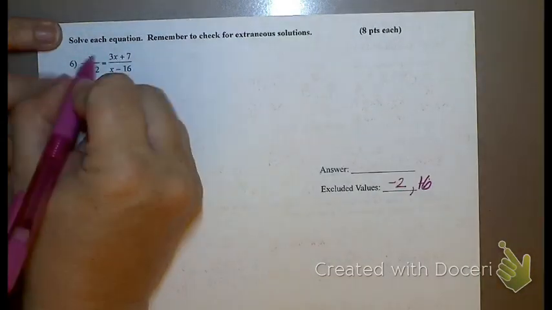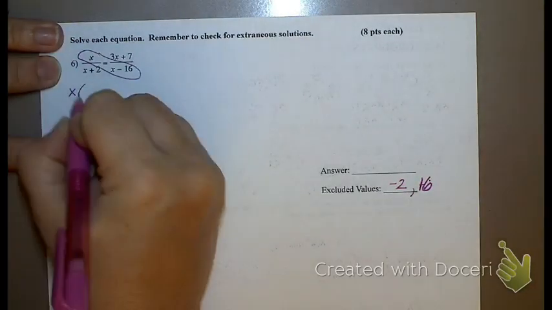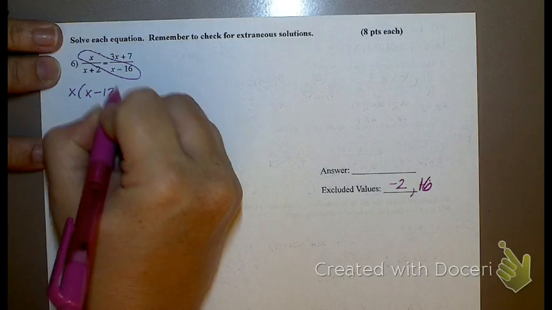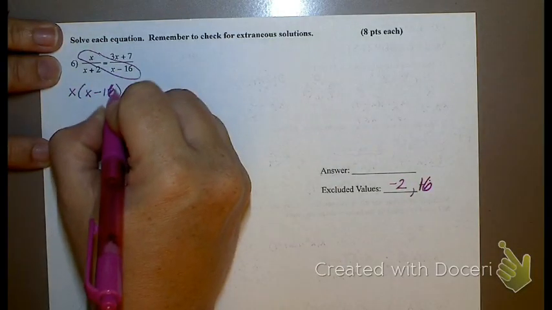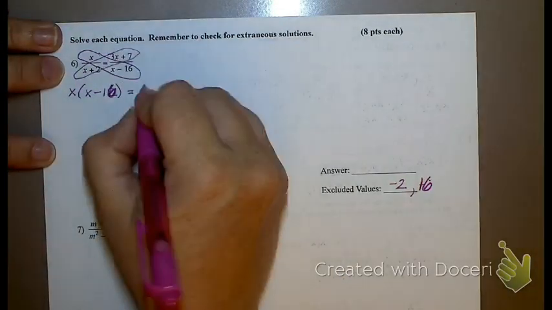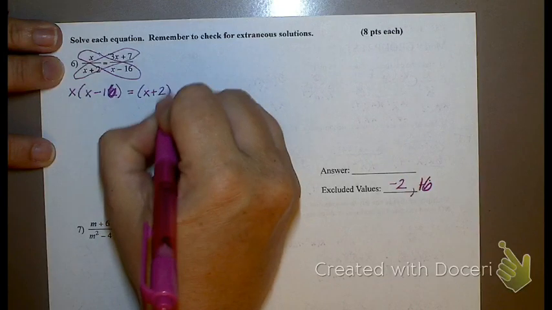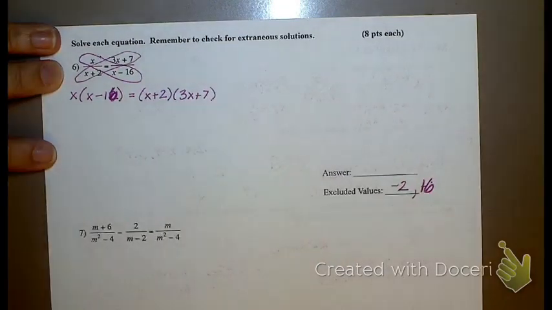So how does cross multiplying work? Well, I'm going to take those two and multiply them. So that would be x times x minus 12 and 16. And then this way would be x plus 2, 3x plus 7. And I'll put an equal sign in the middle.